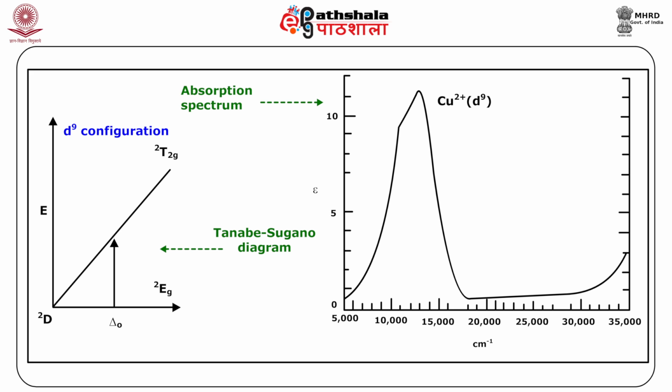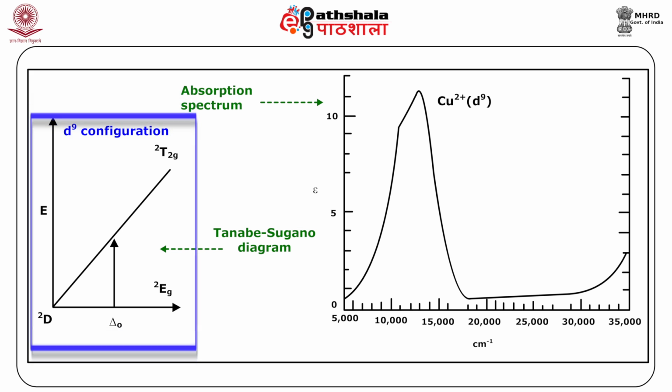The examples of the d9 configuration include the copper 2 plus complex having H2O as the weak field ligand. The Tanabe-Sugano diagram along with the absorption spectrum is represented in the figure. From the figure, it can be seen that only one transition is possible from the ground doublet Eg state to the excited doublet T2g state. Thus, only one transition band should be observed corresponding to the value of delta naught.